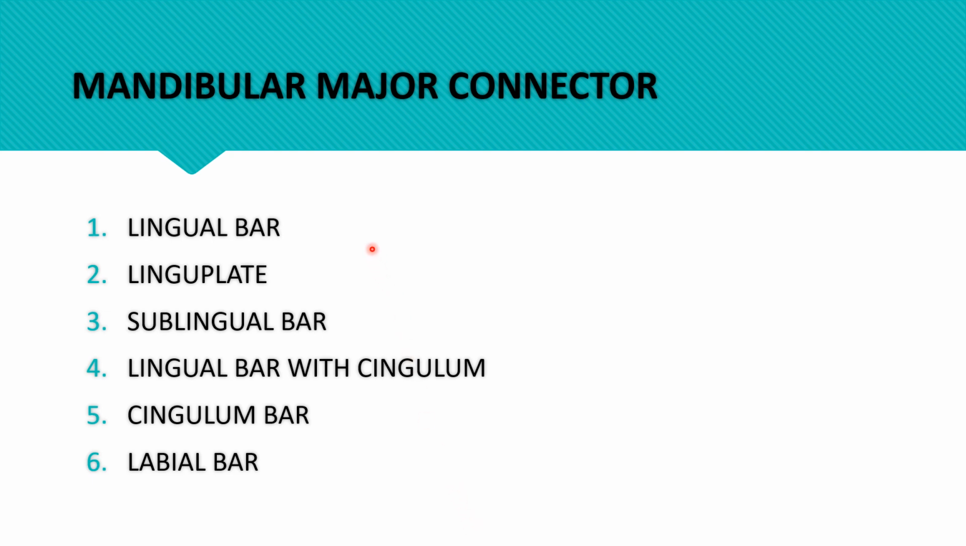There is a lingual bar, that runs lingually. Then you have a lingual plate, that also runs lingually, but it is in plate form, a flat plate, and the lingual bar is in bar form. Then you have a sublingual bar. Then you have a lingual bar with cingulum, which covers the cingulum of your tooth along with the lower lingual bar. Then you have a cingulum bar. Then you have a labial bar. These are the six different types of major connector you can give in the mandibular arch. We will study each of them separately in the upcoming lecture.